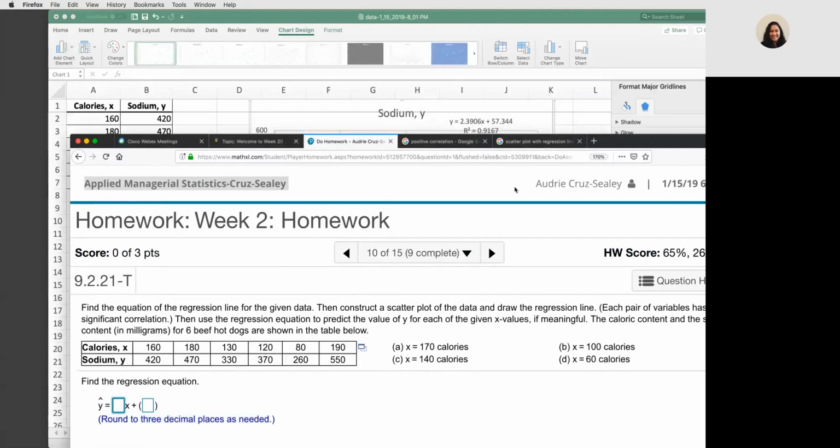So be careful that the slope, which is the number in front of the X value, right now it's rounded to 4 decimal places. So what am I going to type in here? How would you round that to 3? Anybody?